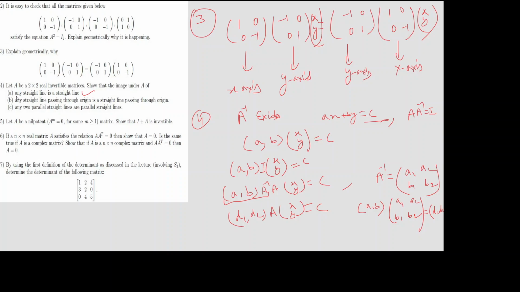For any straight line passing through the origin, that means C is equal to 0. In this straight line we have C is equal to 0. Any two parallel straight lines are basically parallel straight lines, that means for the same value of AB we have to consider two values, C1 and C2.